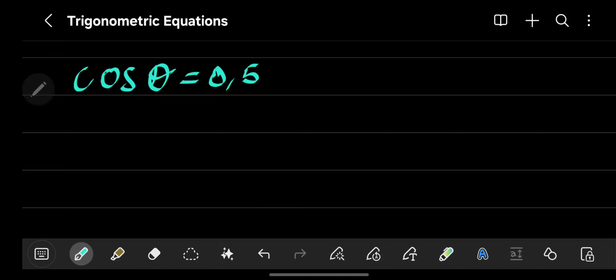Our topic is trigonometric equations. Trigonometric equations simply means equations that involve trigonometric ratios, right? So what are our trigonometric ratios? You all know them. We have sine, cosine, tangent, cosecant, secant, and cotangent. So we'll be dealing with these.